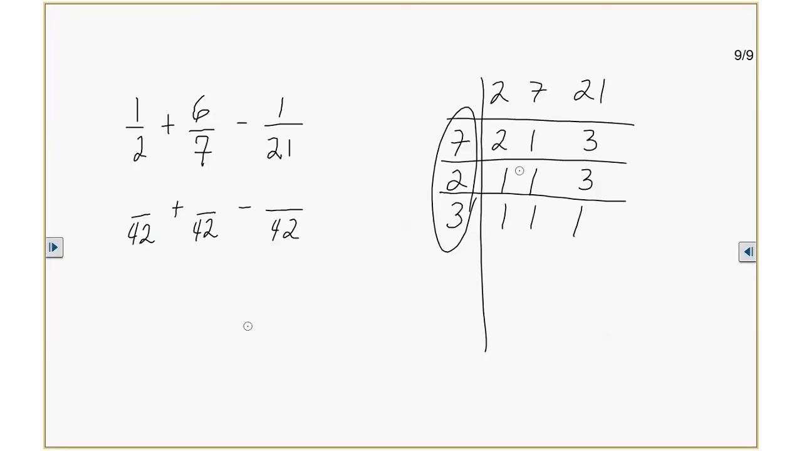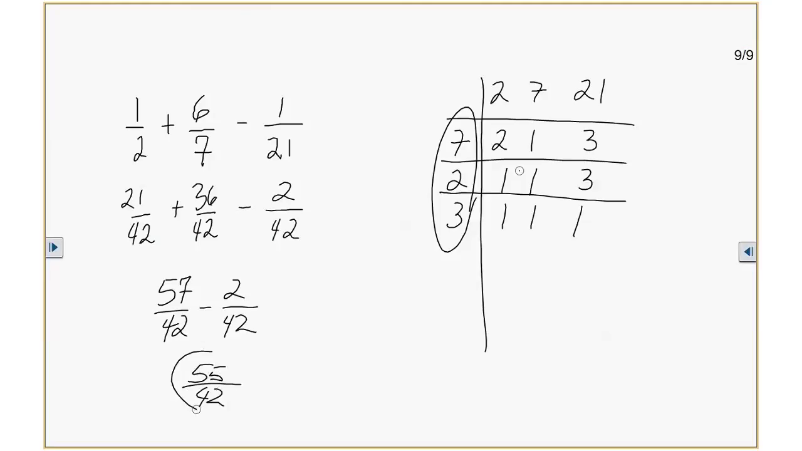How many times will 2 go into 42? We'll cover up the 2. 21 times 1. How many times will 7 go into 42? Cover up the 7. 6 times 6. And 2 times 1, I'll do that one for you. So that gives me 57 over 42 minus 2 over 42, which will give me 55 over 42.